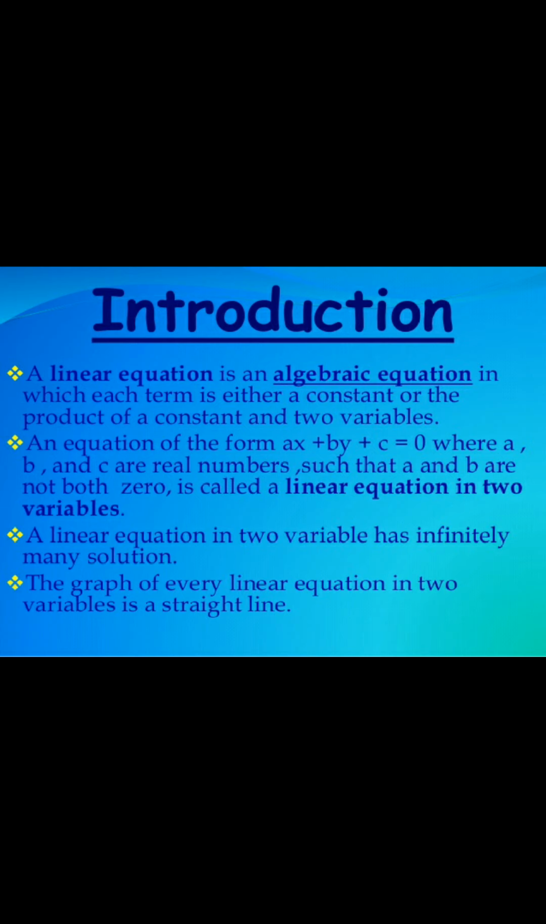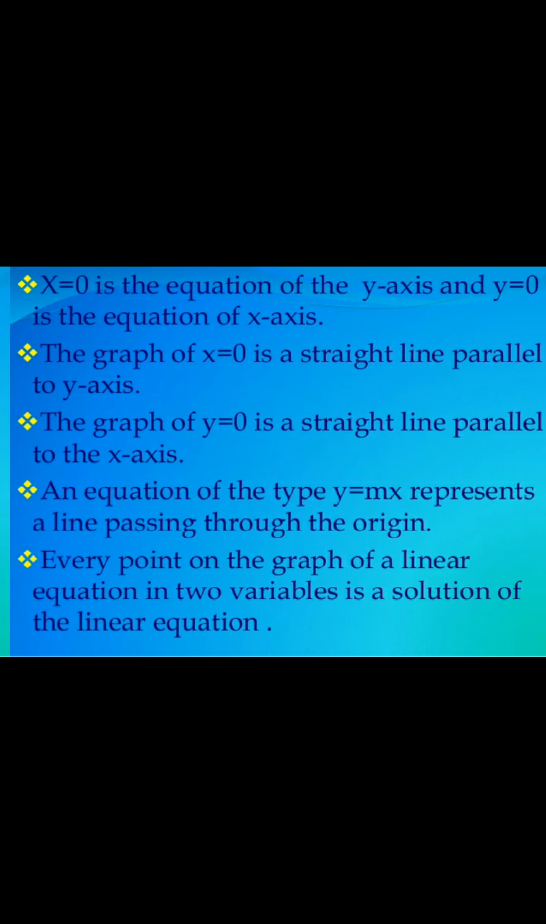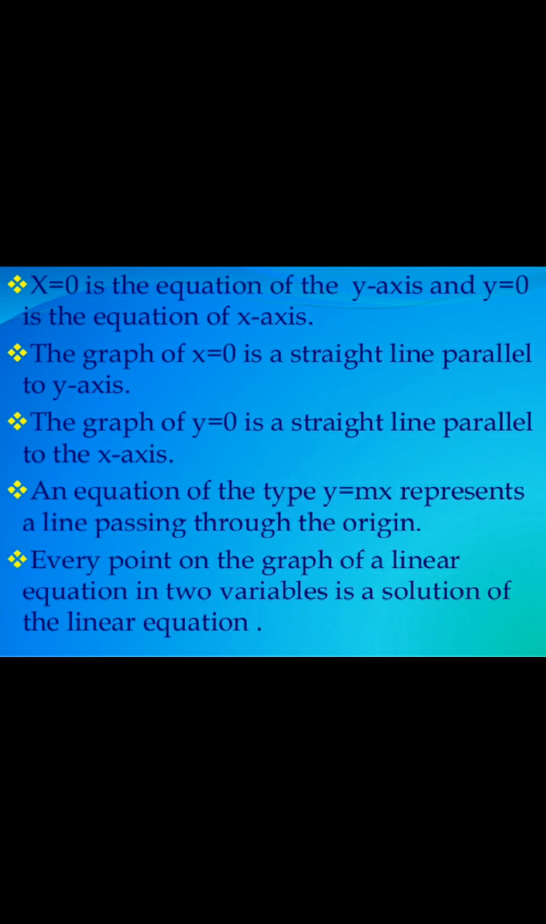A linear equation in two variables has infinitely many solutions. The graph of every linear equation in two variables is a straight line. It will always be a straight line because it is a linear equation. Linear means a line. We are discussing about the solutions.